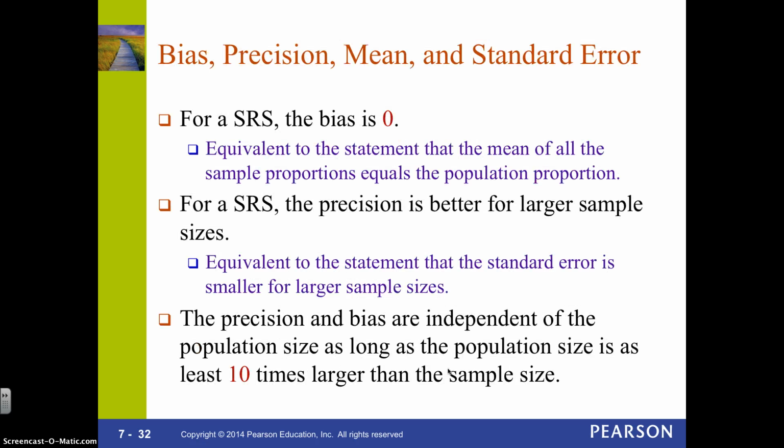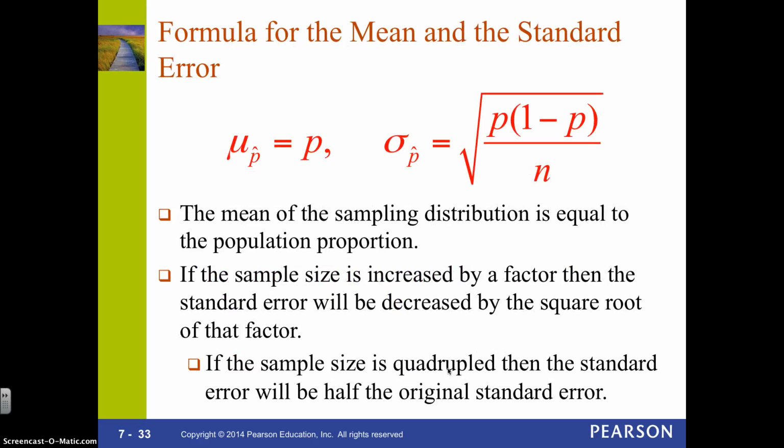I think I just said that wrong. If your population size is 1,000, it needs to be at least 10 times larger than the sample size. So this works as long as your sample size is 100 or less. Okay, I think I said it the wrong direction the first time.